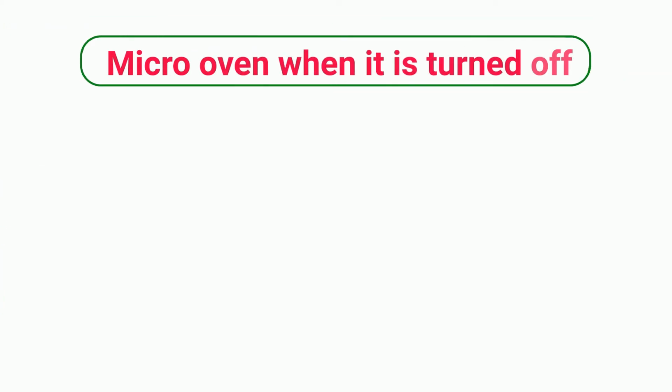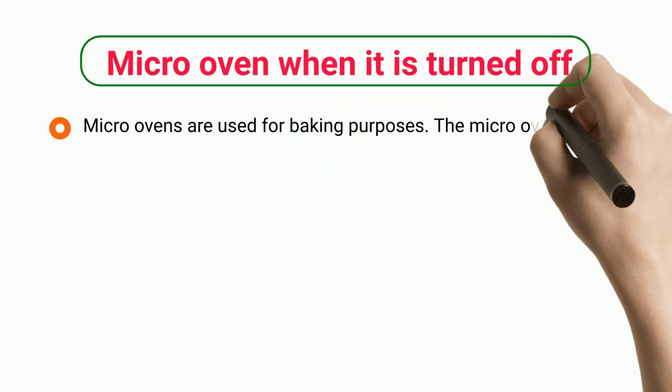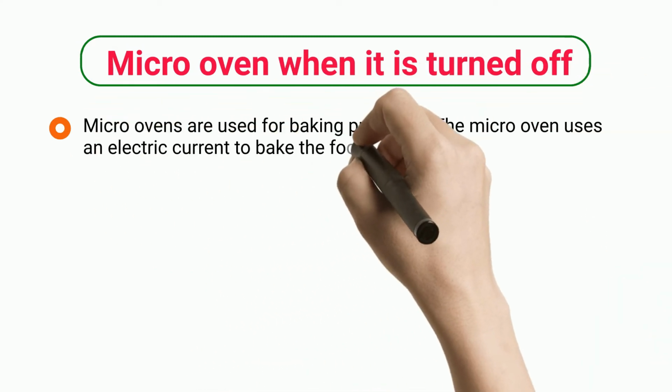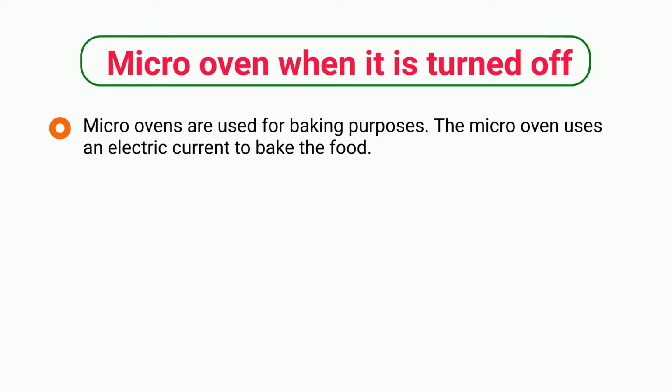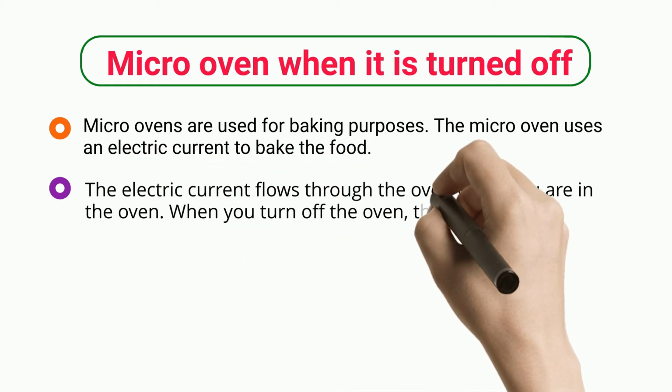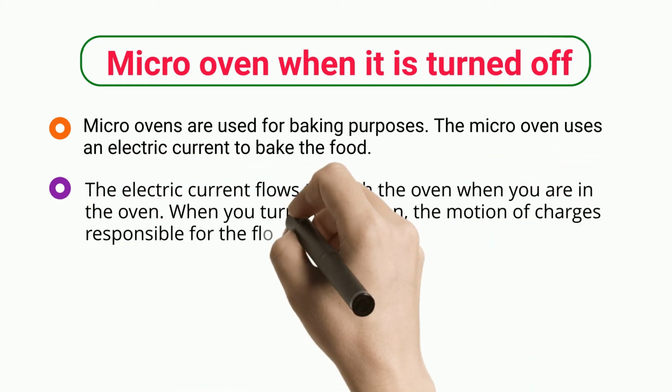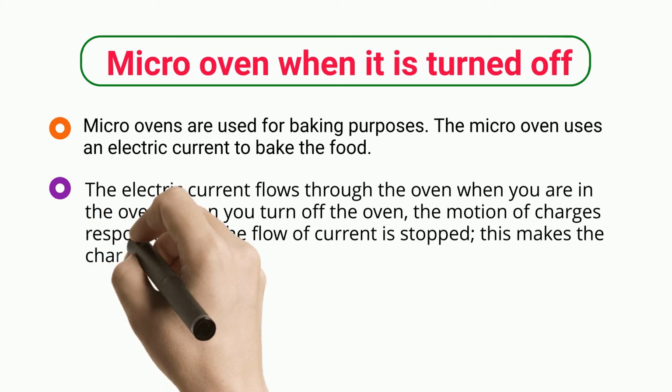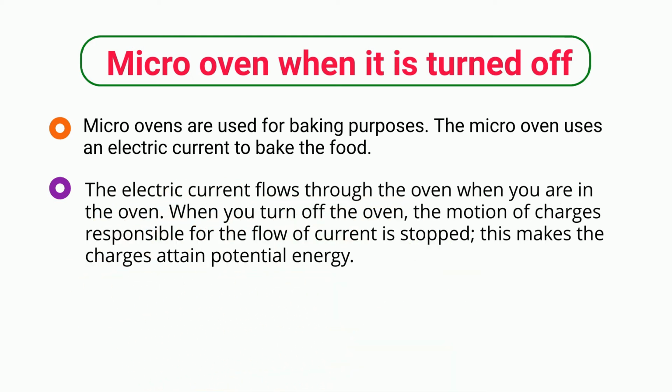Microwave oven when it is turned off. Microwave ovens are used for baking purposes. The microwave oven uses an electric current to bake the food. The electric current flows through the oven when you turn it on. When you turn off the oven, the motion of charges responsible for the flow of current is stopped. This makes the charges attain potential energy.